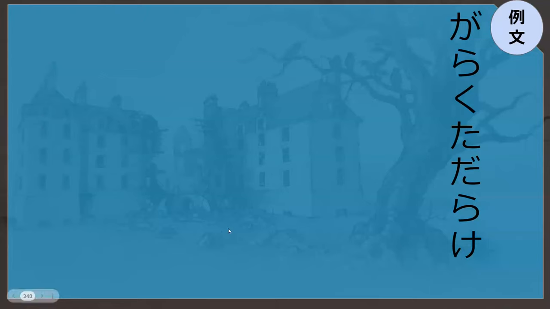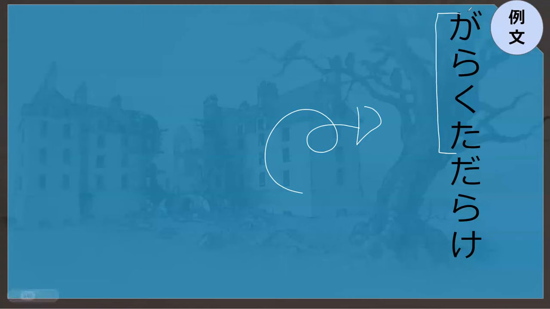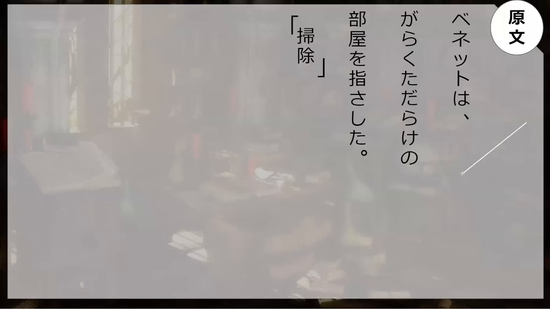Hey, darake. Can you read this for me? Garakuta darake. Rubbish. And then full of rubbish. Full of rubbish. Perfect. So now you get to go read the line from the book.